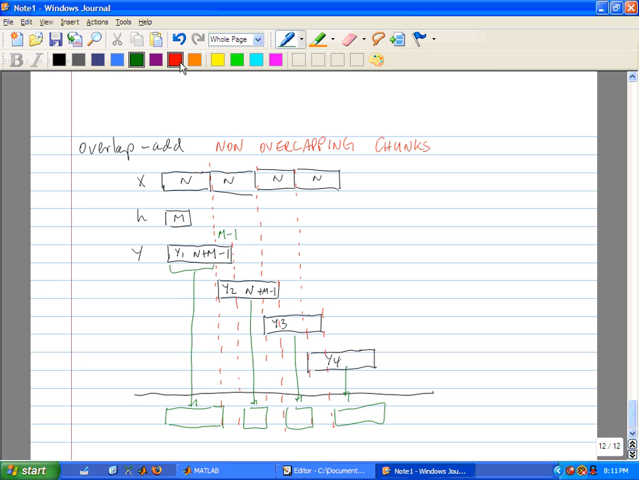But then you have all these segments in between where there's overlap. And where there's overlap, you just have to add them together, right? So it's this bit plus this bit, which gives you the chunks in between. Right, and that's why we call it overlap add.